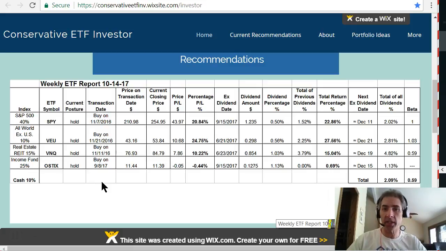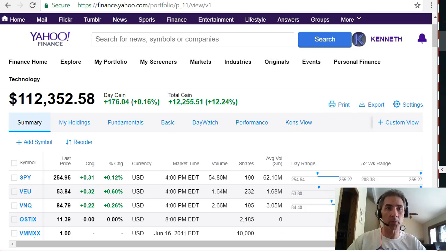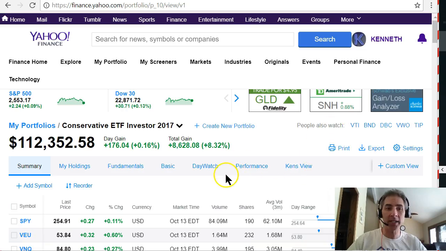How well has the portfolio performed? Well, since our buy recommendations, we have been up 12.24%, not including dividends. And since calendar year 2017, the portfolio is up 8.32%. So that's how well the portfolio has fared. You know how to get to the home page.